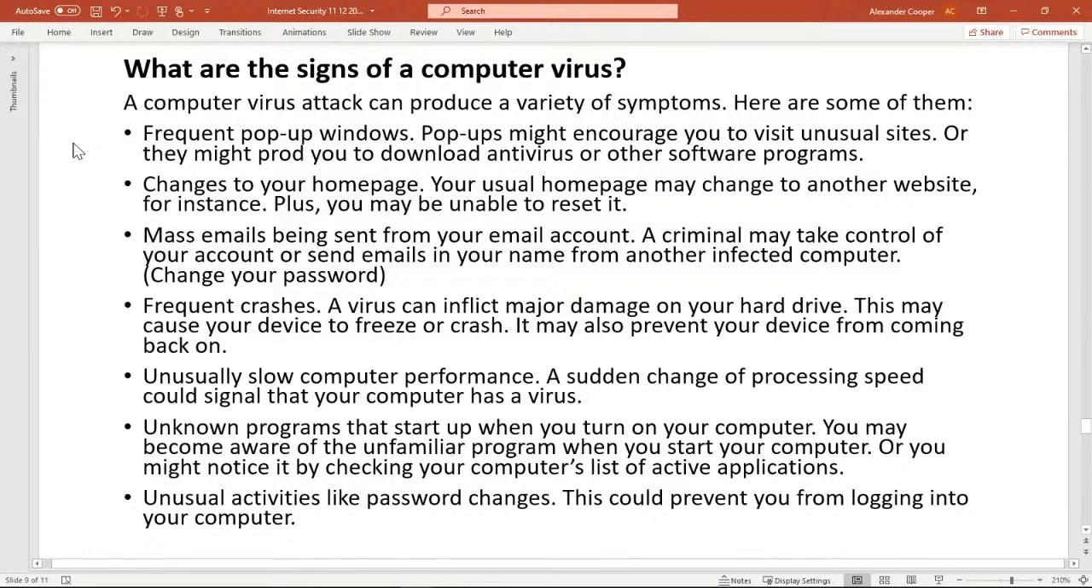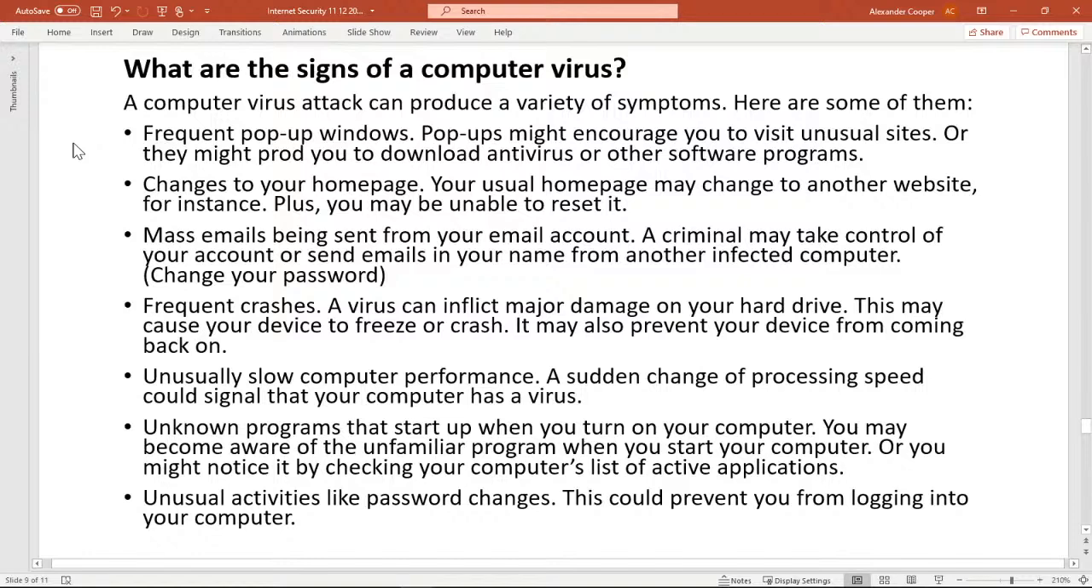Frequent crashes. A virus can inflict major damage on your hardware. This may cause your device to freeze or crash. It may also prevent your device from coming back on. Unusually slow computer performance. A sudden change of processing speed can mean your computer is busy in the background doing something else. Unknown programs that start up when you turn your computer on. You may become aware of the unfamiliar program when you start your computer, or you might notice it by checking your computer's list of active applications.